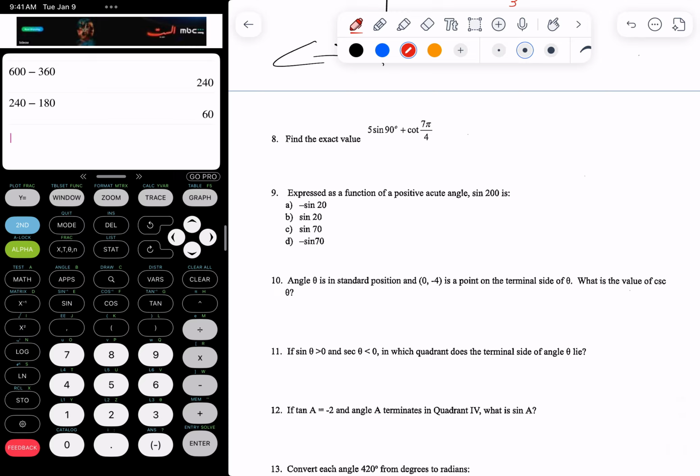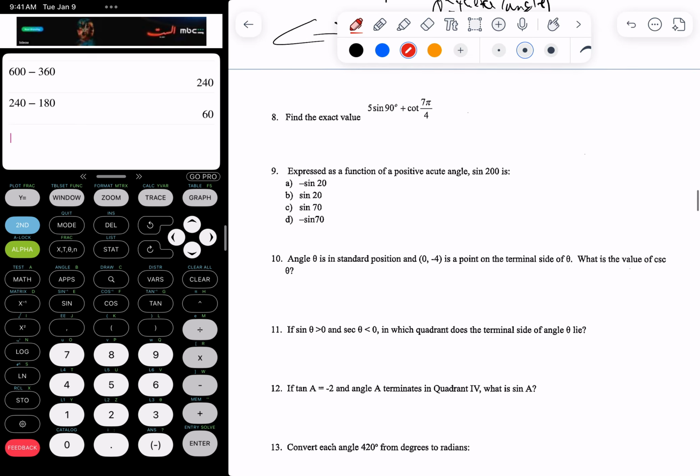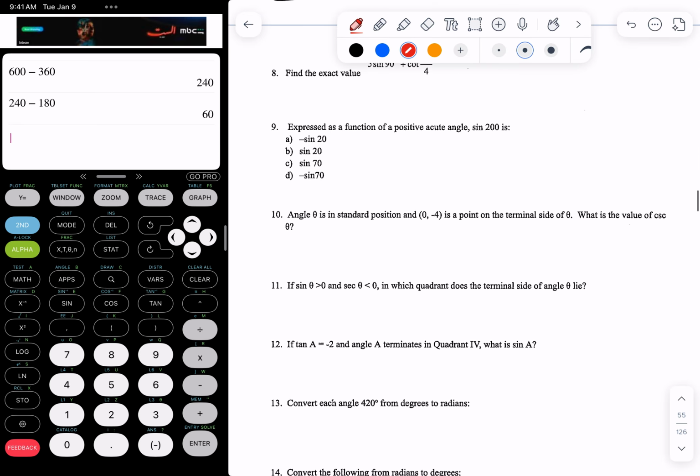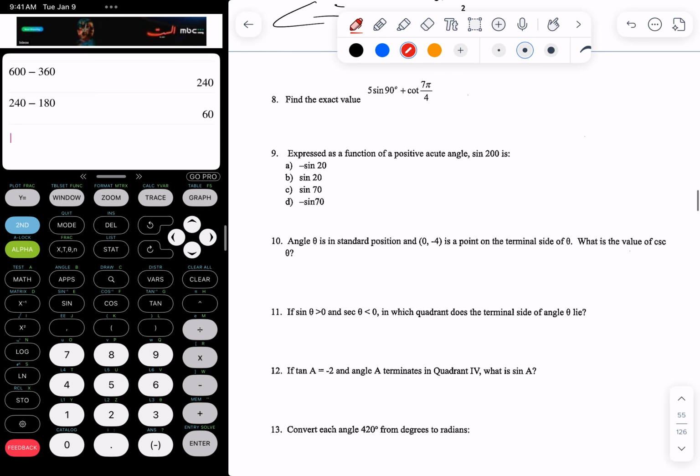Now we're going to find the value of 5 sine 90 plus cotangent 7 pi over 4. Wait. Actually, you know what? I'm going to post this video now, and I'll continue this in the next one.